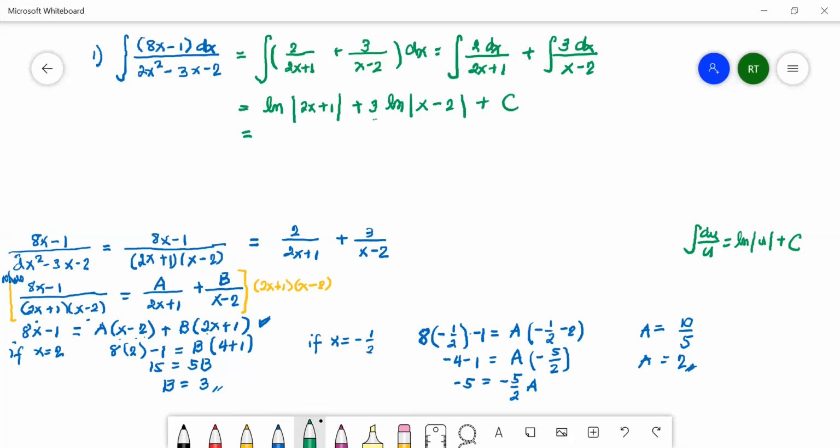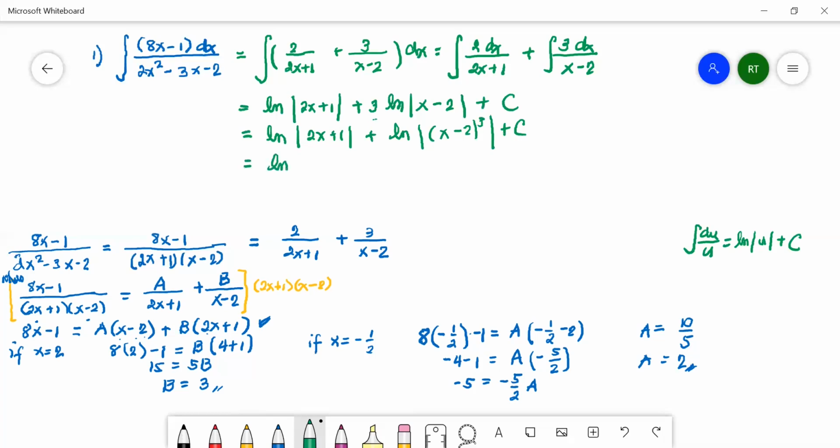Now look here. In the second natural logarithm term, we can use the third law of logarithm. We have the natural logarithm of 2x plus 1 plus the natural logarithm of, we can express this as the absolute value of x minus 2 raised to the third power, plus the constant of integration. Got it?